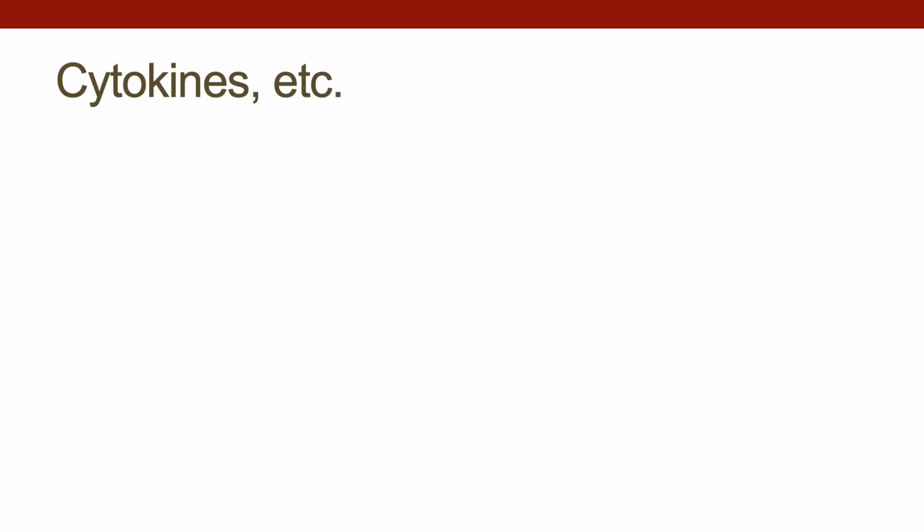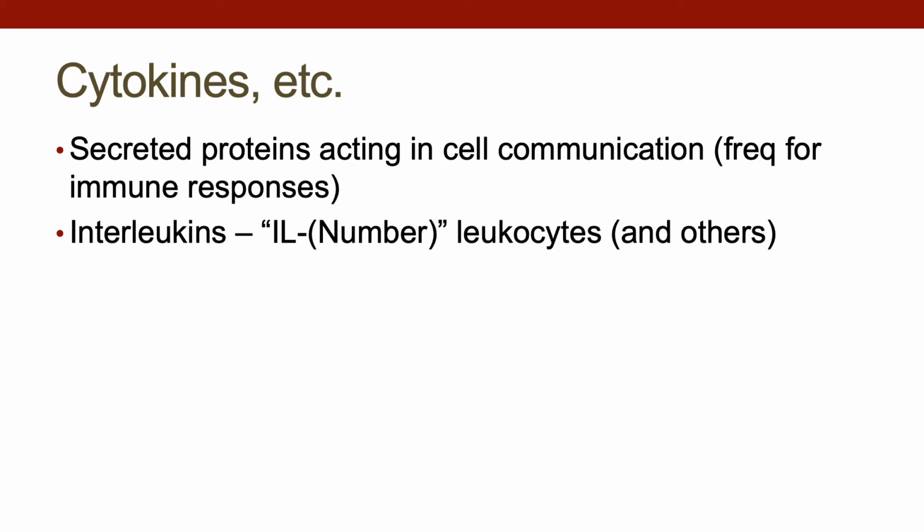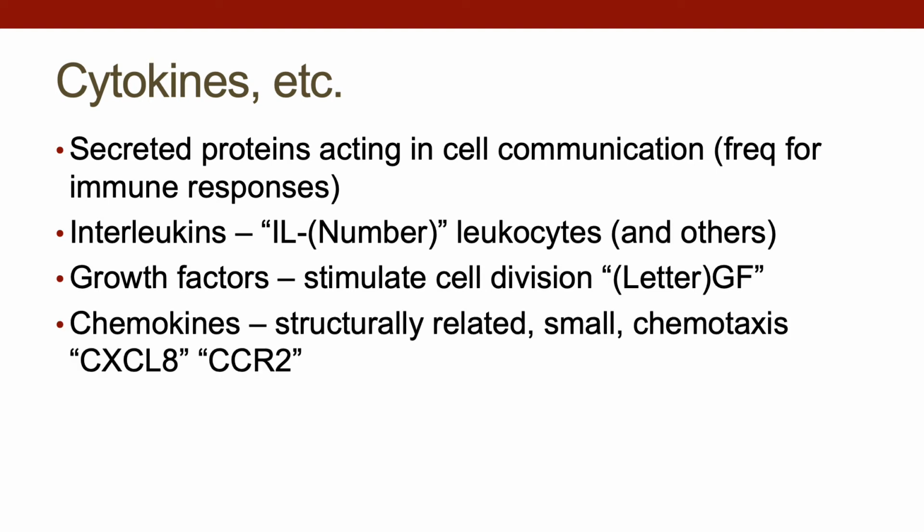So just to mention about cytokines, they're secreted proteins acting in cell communication and frequently for immune responses. Interleukins are abbreviated IL with a number, and there are a bunch of those, I think over 20 now known, and they're made by leukocytes and affect them and other cells. Interleukin sort of implies they're communicating between leukocytes. Then growth factors can also be cytokines and usually have a GF at the end. They have at least the effect of stimulating cell division, although they often have other effects as well.